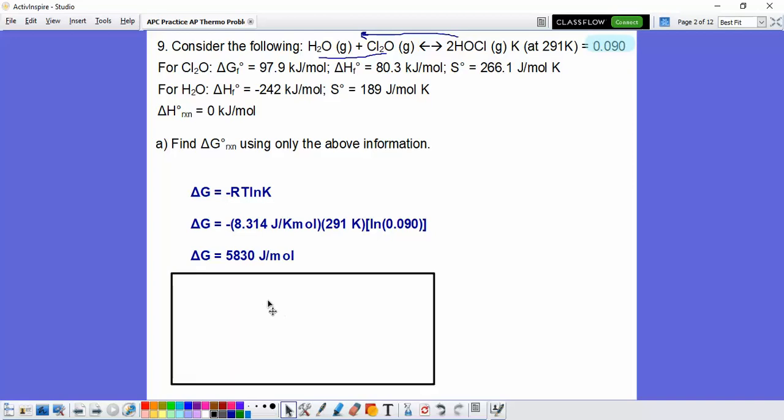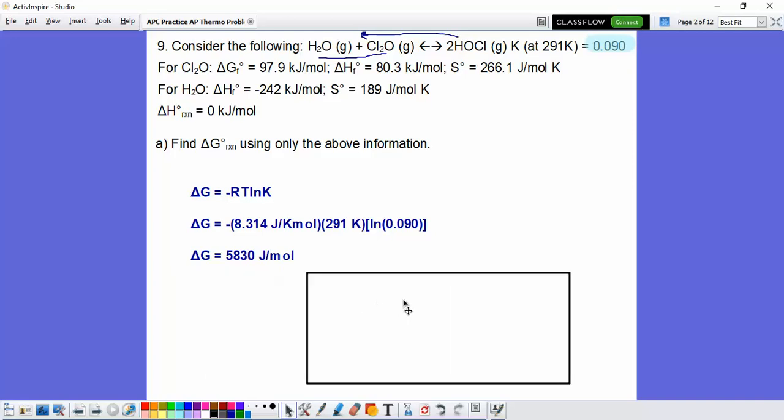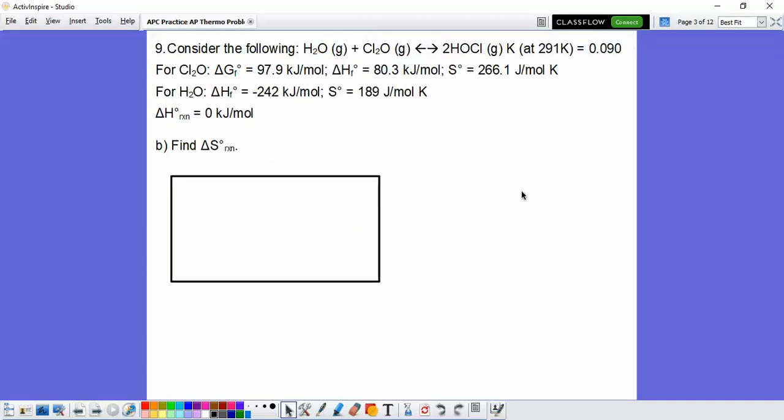All right, so that's delta G of the reaction. So now we're going to find delta S of reaction. So let's think back to what we are given up here that will help us get to delta S of reaction. We can't do products minus reactants because we don't have the entropy value for HOCl. We only have it for our two reactants. So we can't use the Big Mama equation.